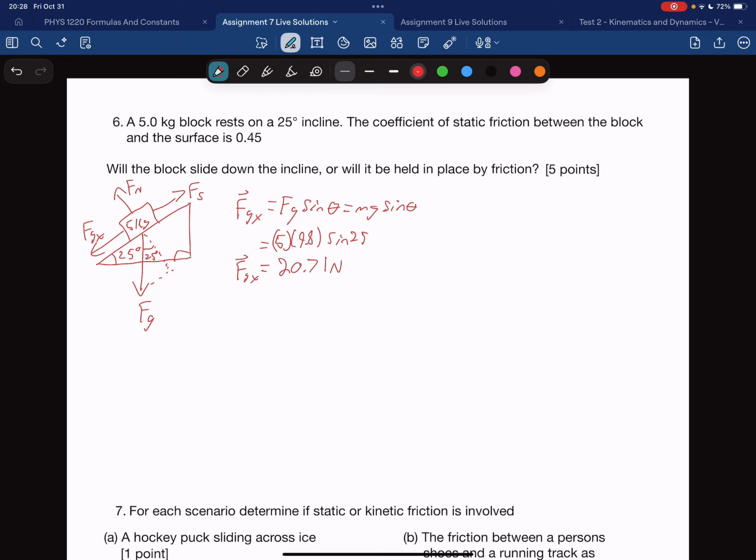Great. So now let's find the force of static friction. To do that, I need to find the normal force. To do that, I need to find the y component of the force of gravity. So I will do all this in a different color. So I need FGY equals FG cos theta equals mg cos theta equals 5 times 9.8 cos 25.